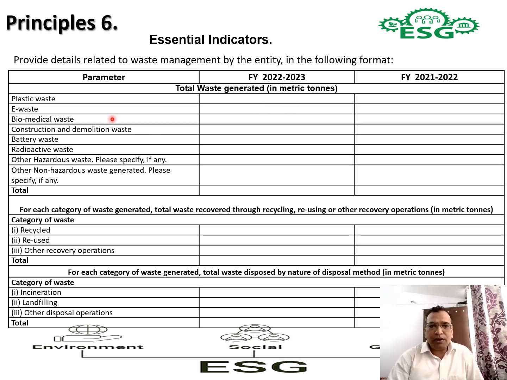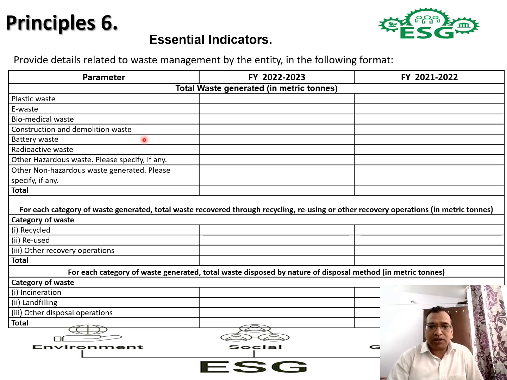So the first is plastic waste. Whatever plastic waste has been generated at the site for final disposal has to be captured in metric tons and reported for both the years. Then second is e-waste, that is electronic waste. Whatever electronic waste is generated at the site has to be reported again for both financial years. Then biomedical waste. Many pharmaceutical industries generate biomedical waste, and other industries also. That has to be declared for both the years.